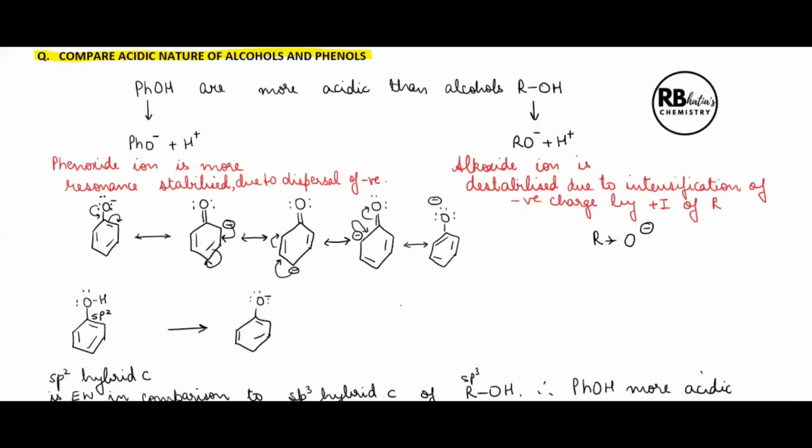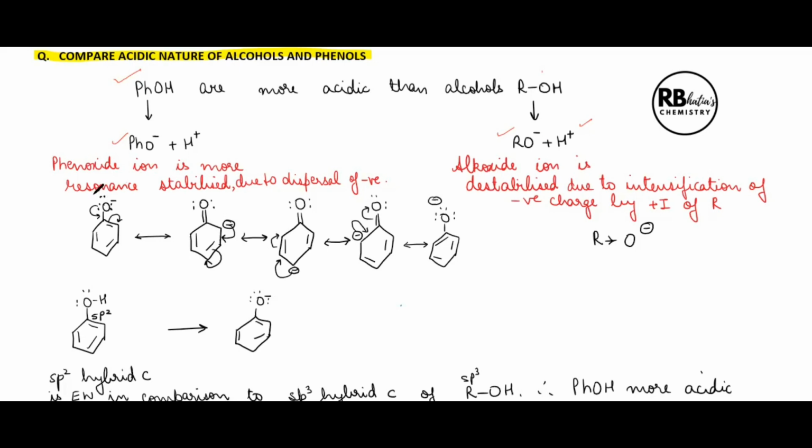The next important question of this chapter, an extremely important subjective question from this chapter, is: compare acidic nature of alcohols and phenols. Very, very important. So to begin with, phenols are more acidic than alcohols. Why? Because all this that I'm explaining and writing, this is how you should be expressing your answer to get full marks in exams. Phenols are more acidic because phenols ionize to give phenoxide ion plus H plus. Alcohols give alkoxide ion plus H plus.